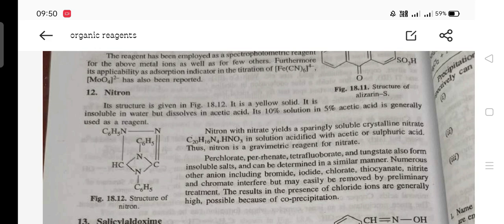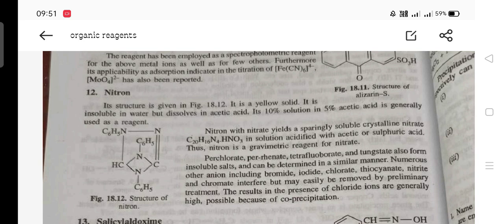Next one is nitron. Its structure is given in the figure. It is a yellow solid. It is insoluble in water but dissolves in acetic acid. Its 10% solution in 5% acetic acid is generally used as a reagent. Nitron with nitrate yields a sparingly soluble crystalline nitrate, C20H16N4HNO3, which is insoluble in solution acidified with acetic or sulfuric acid.